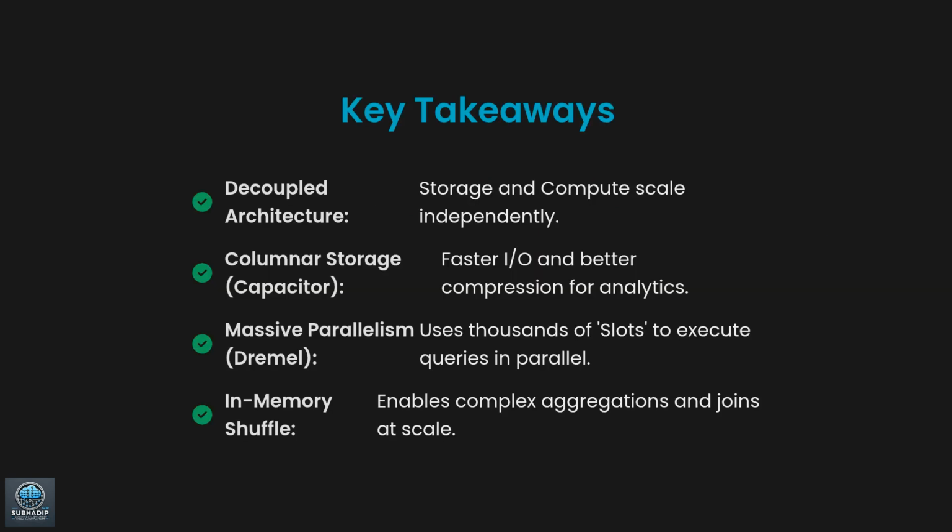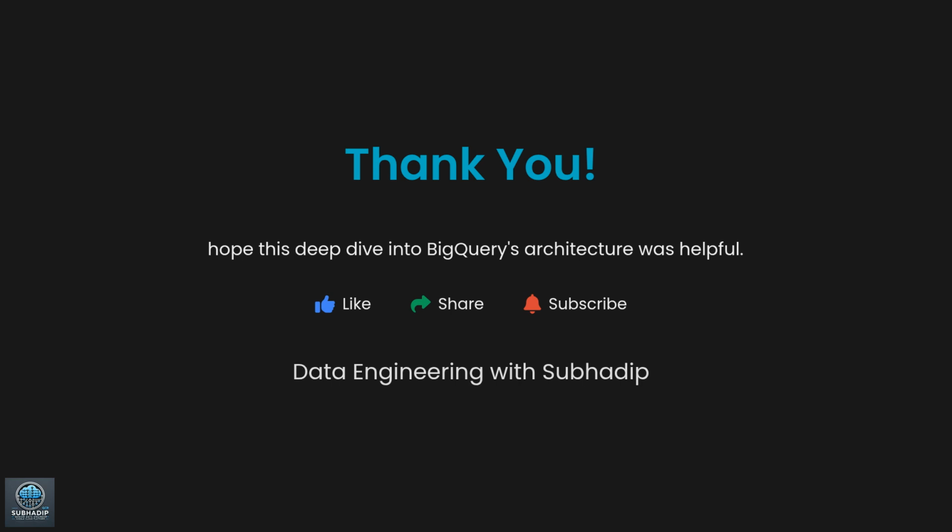To summarize, the key design principles that make BigQuery so powerful are its decoupled architecture for independent scaling, its use of the Capacitor columnar format for efficient reads, the Dremel engine for massive parallel execution, and the in-memory shuffle for high-performance aggregations. Thank you for watching this deep dive into BigQuery's architecture.